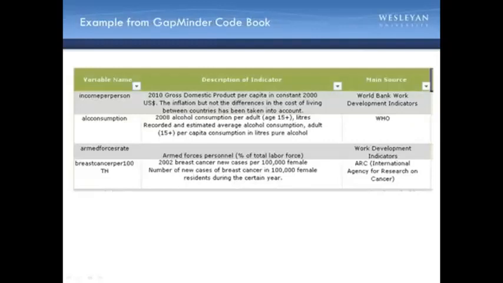From the Gapminder dataset, we see a slightly different look to the codebook, but very similar features. You can see that the middle column describes each of the variables. The column on the left indicates the variable name used in the dataset, and finally the right-hand column lists the source of the data. Again, because these are quantitative variables, the codebook includes information on how each of these variables were measured. You can see that income per person is measured in US dollars. Alcohol consumption is measured in liters of pure alcohol. Armed forces is measured as the percent of the total labor force. And finally, breast cancer rate is measured as new cases per 100,000 females.